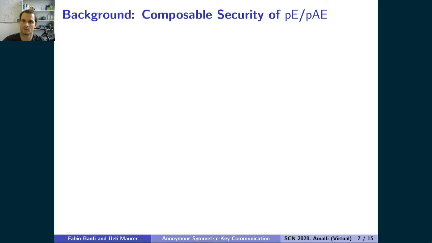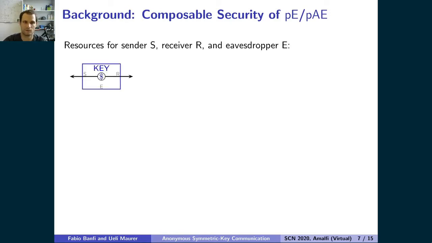On the other hand, composable security definitions of PE and PAE work as follows. We need to define some resources. First of all, we define a key resource, which defines three interfaces, one for the sender, one for the receiver, and one for the adversary. And this key resource simply samples a key according to the key generation scheme and outputs such key to the sender and the receiver, and outputs nothing at the interface of the adversary, E.